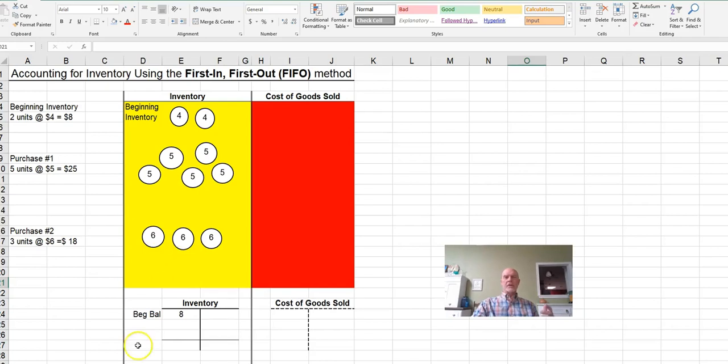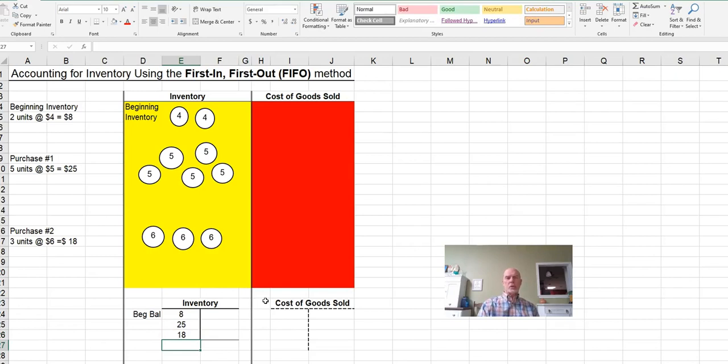So if you look at what's in our inventory account, we started with 8. That would be those 2 $4 items. And then we bought $25 worth. That's the 5 $5 items. And then 18, that's the 3 $6 items.